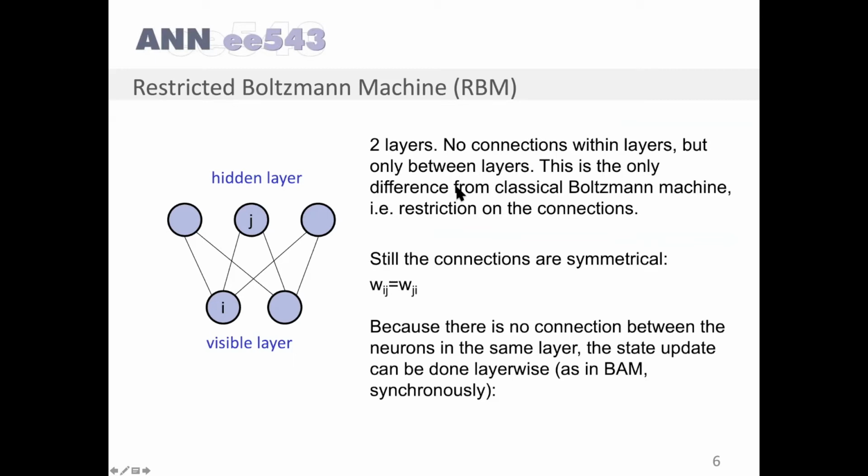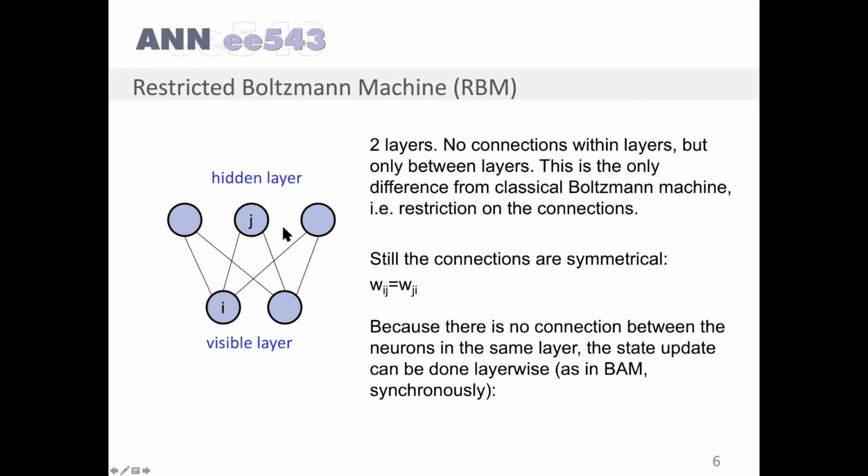This is the only difference from the classical Boltzmann machine, that is, the restriction on the connections. Still, the connections are symmetrical, that is, Wij is equal to Wji. Notice that we have only connections between the neurons in different layers. Because there is no connection between the neurons in the same layer, the state update can be done layer-wise as in PAM, that is, synchronously.